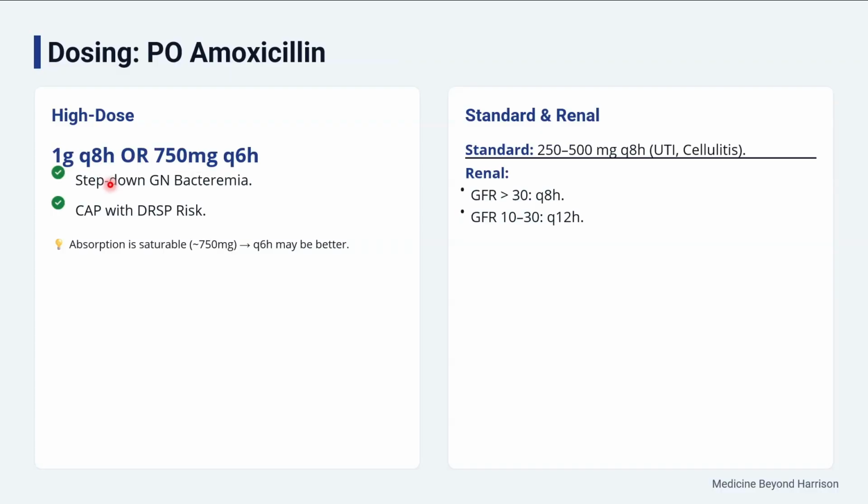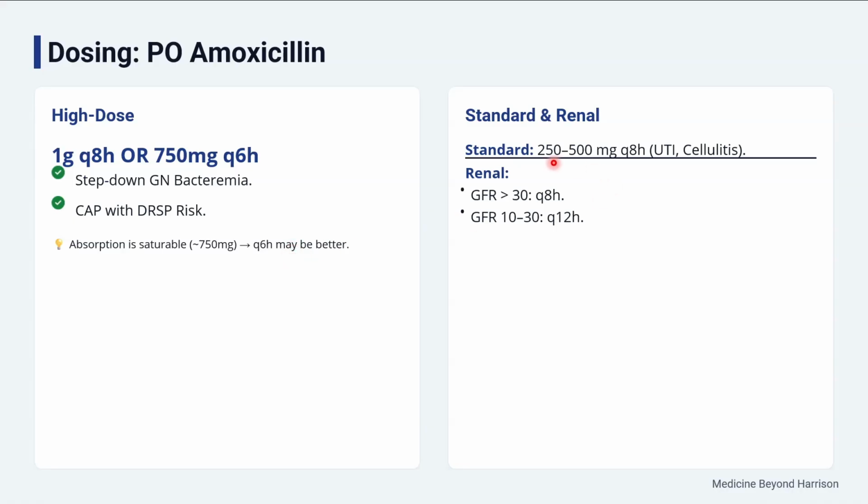Amoxicillin high dose is given for step down for gram-negative bacteremia and community-acquired pneumonia with DRSP. For all these cases, it is 1 gram Q8 hourly and 150 milligram Q6 hourly. This is the commonly used dosage. The absorption is saturable at 70 milligram. Q6 hourly may be better. So 70 milligram Q6 hourly is a good dosing pattern compared to 1 gram Q8 hourly.